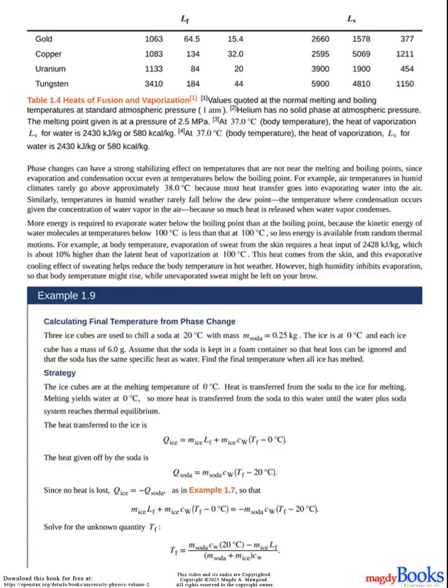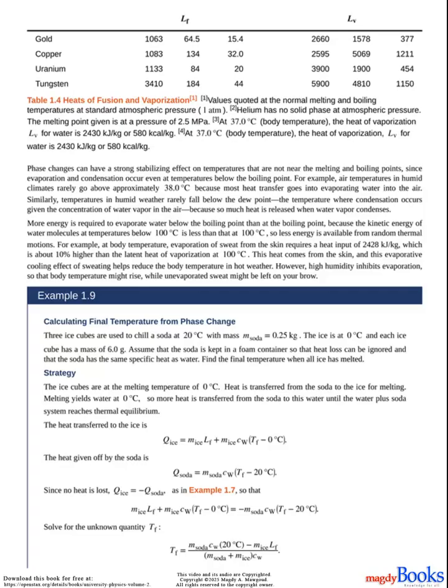Uranium. Melting point, 1133 degrees Celsius. 84 kilojoules per kilogram, or 20 kilocalorie per kilogram. Boiling point, 3900 degrees Celsius. 1900 kilojoules per kilogram, or 454 kilocalorie per kilogram. Tungsten. Melting point, 3410 degrees Celsius. 184 kilojoules per kilogram, or 44 kilocalorie per kilogram. Boiling point, 5900 degrees Celsius. 4810 kilojoules per kilogram, or 1150 kilocalorie per kilogram.